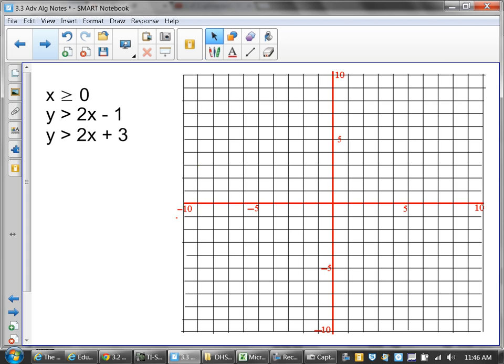Try another one. Try another bounded region. That's not really bounded that badly, though. Brian, don't start now. Take your shoes off. Brian.